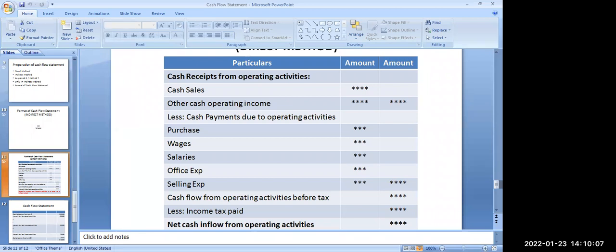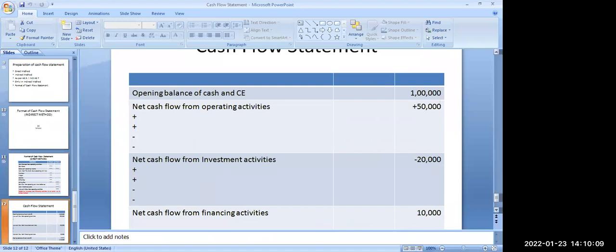So look at this. This is the format we have to follow to prepare the cash flow statement. Opening balance of cash and cash equivalent will be there. How do I know? Last year's balance sheet I can check. From there I can see the current assets. Cash and the bank account will be there in last year's bank balance. I will take that and write it here. Then I'll check the income statement, the profit and loss account and balance sheet for a two-year period, last year and current year.